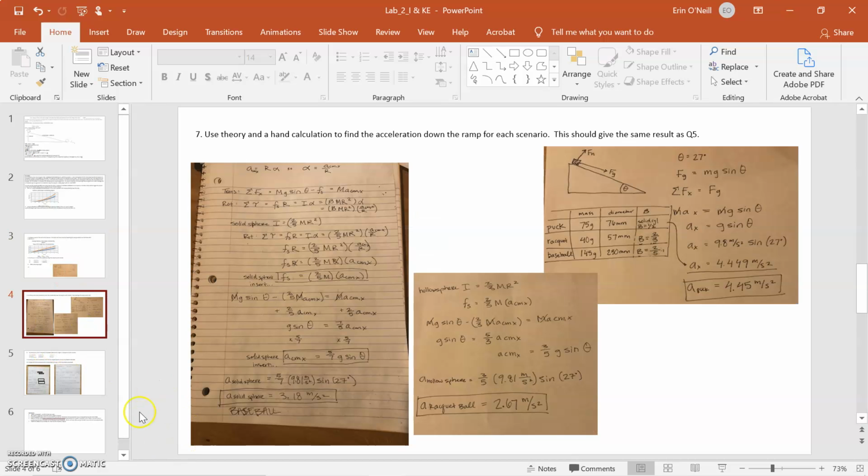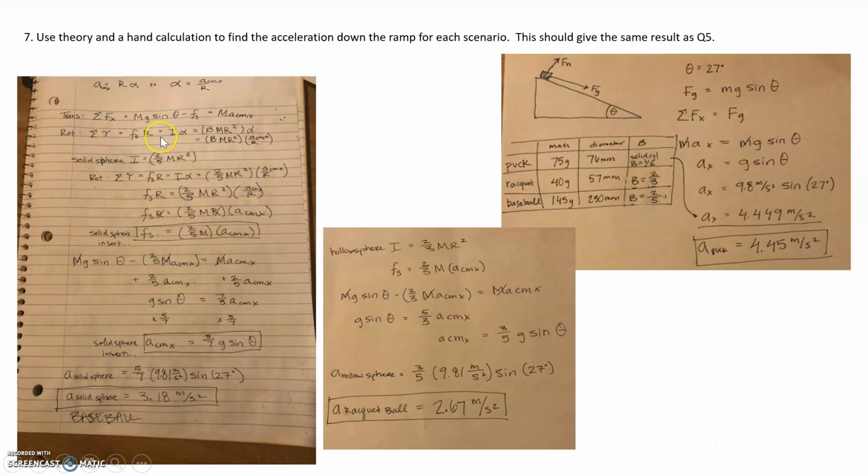Okay, and then number 7. So my hand calculations to find the acceleration. What I did was first I set it up for the baseball, knowing the translational kinetic energy and rotational kinetic energy, and equaled these equations. Let me get it in this view. And so basically the only thing that was different for them was their mass, their moment of inertia, and their radius. I think that's all that I was solving for at that point.